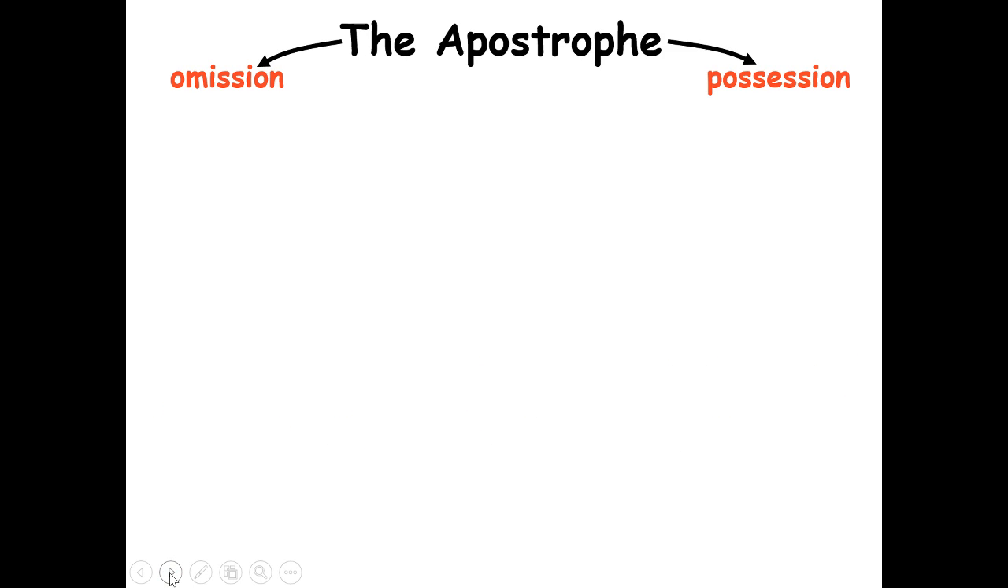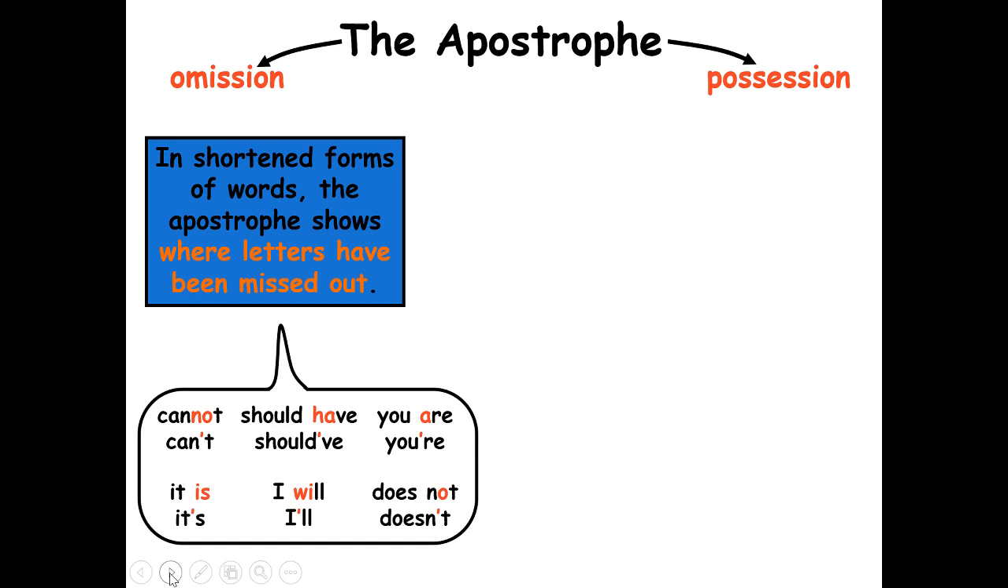The apostrophe. Omission or possession. Apostrophe shows omission or possession. In omission, in shortened forms of words, the apostrophe shows where letters have been missed out. I think apostrophe is most of the time confused, especially when using apostrophe S and S without apostrophe, right? Here, omission means when you omit some letters to shorten the word. For example, cannot, we say can't. It is, it's. I will, I'll. So this is how you use apostrophe for omission.